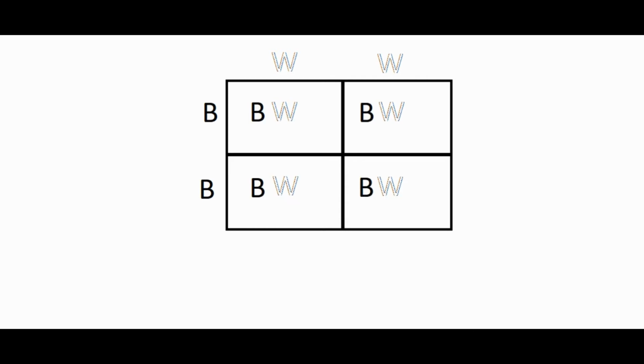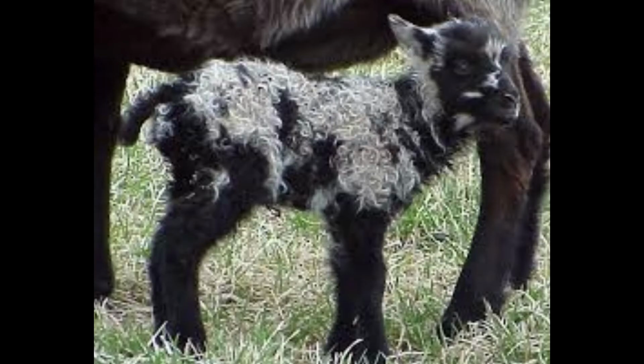So, if we cross a black sheep, capital B, with a white sheep, capital W, in a Punnett square, we could see that all the offspring are BW, which means they are both black and white. As you can see, this is the essence of codominance. Cute sheep, right, James?